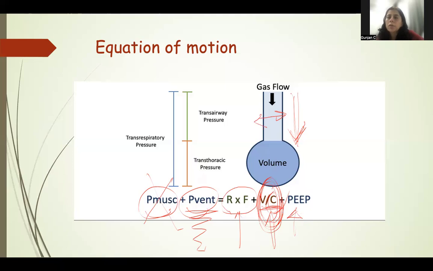Okay. So there is a static elastance work, which is done by the PEEP. Then there is a dynamic elastance work, which is defined by the tidal volume divided by the compliance. And there is a resistive work, which is mainly the resistance provided by the airways multiplied by the airflow.